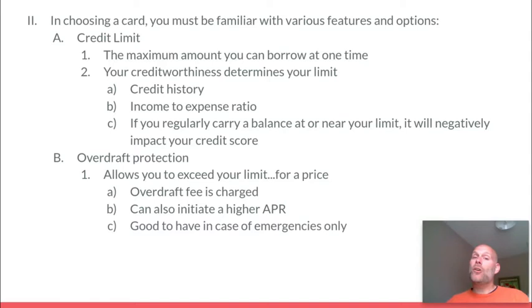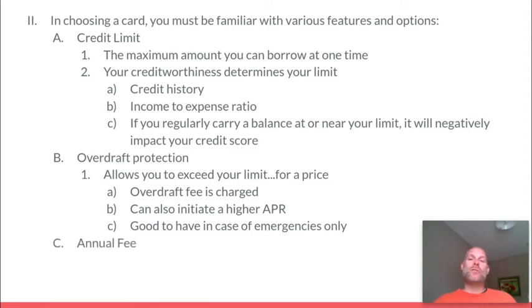It can be good to have because, again, if you have a $500 limit and don't even carry a balance, but say your car breaks down and your only option is to put it on your credit card and it costs $520, well, you will be allowed to do that. Again, depending on how the card is set up.